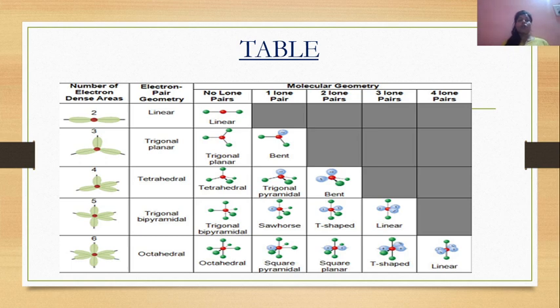If the molecule has two bond pairs and no lone pairs, the geometry of the molecule will be linear, as shown in the first point. In the second, the molecule has three bond pairs and no lone pairs, and at that time the molecule has trigonal planar geometry. And in the third, the molecule has four bond pairs, and at that time the molecule will acquire a tetrahedral geometry.